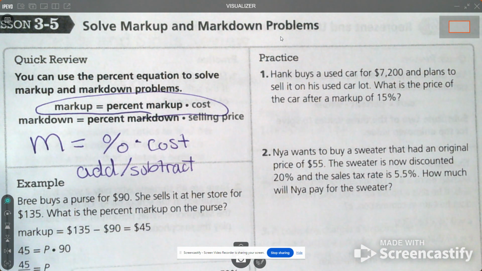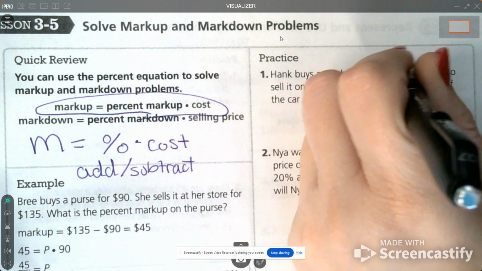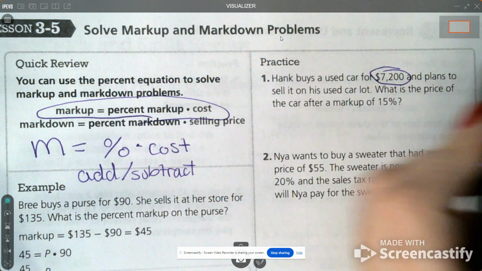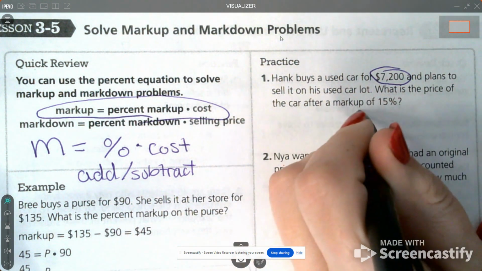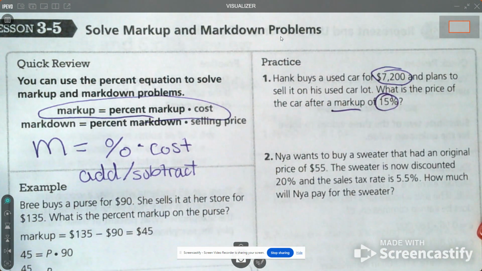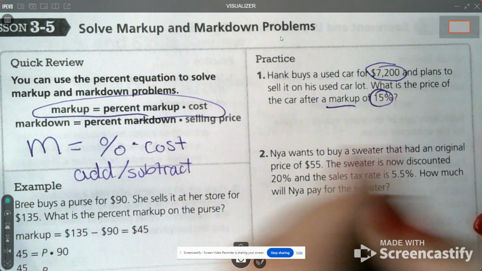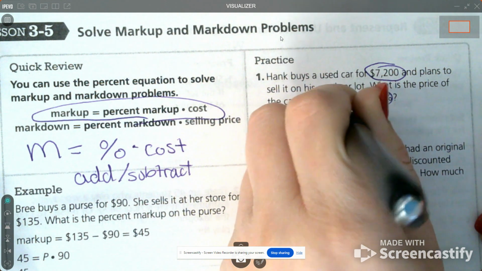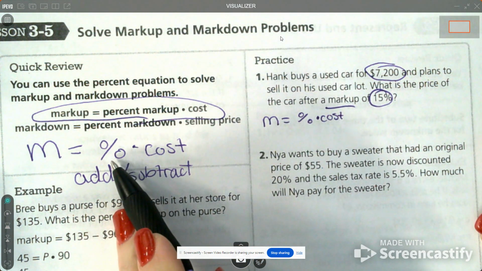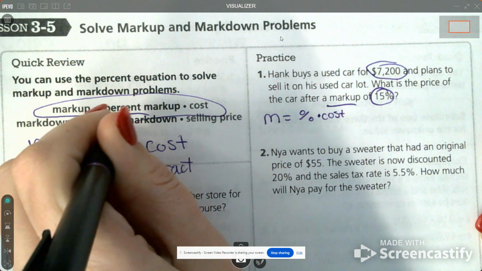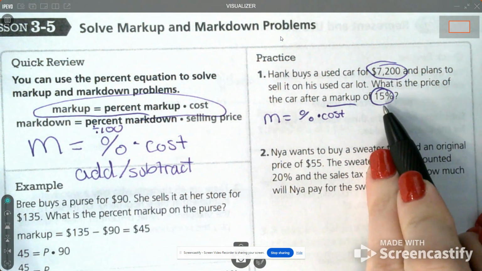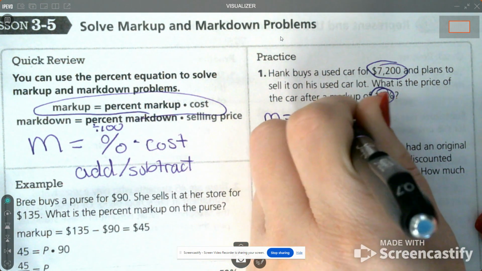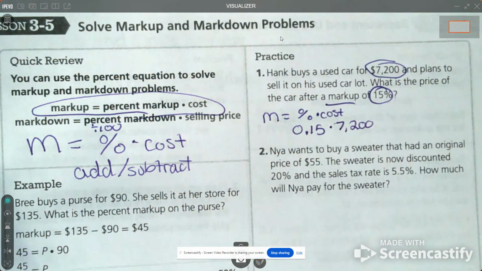So in number 1, it says Hank buys a used car for $7,200 and plans to sell it at his used car lot. What is the price of the car after a markup of 15%? So this is relatively straightforward. You just use M equals percent times the cost. But make sure that when you have the percent in an equation, you have to divide by 100 to make it a decimal. So instead of 15, it's actually going to be 0.15, and you're going to multiply that by 7,200.